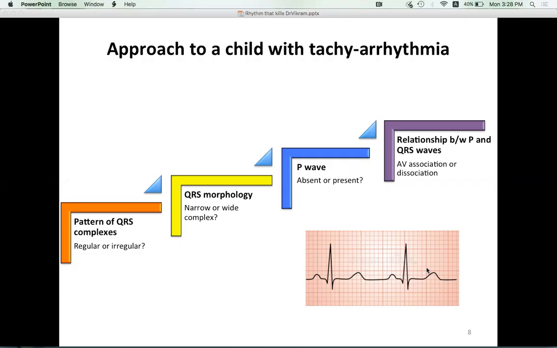Is it a narrow complex QRS or a wide complex? Then we look at the P wave, whether they are absent or present. And finally, we look at the relationship between P and QRS complexes, whether each P wave is being followed by a QRS wave or not. So it's a very simple approach. We go from backward to forward direction. We look at the QRS complexes first, then followed by P wave. We look at the relationship between QRS and P, and that is how we approach a case of tachyarrhythmia.